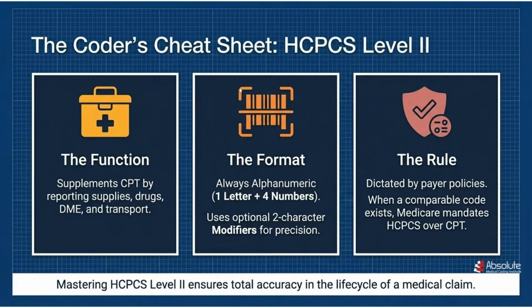Also, you can recognize it because the first character is a letter, the next 4 are numbers, and the rule is in the real world, the usage of these HCPCS Level II codes are dictated by payer policies. When a comparable code exists, Medicare mandates HCPCS Level II over CPT.